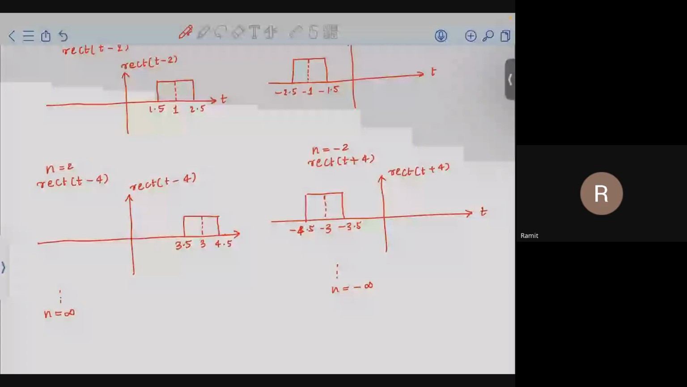And similarly, for n equal to minus 2 we have rect of t plus 4. Similarly, we have many such blocks as n goes to infinity, and on the negative axis also as n goes to minus infinity, right?